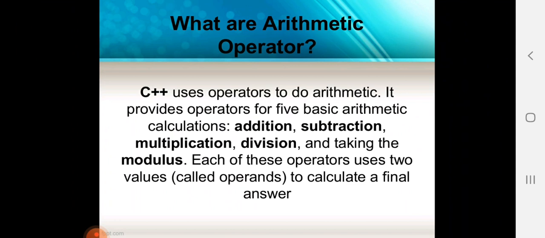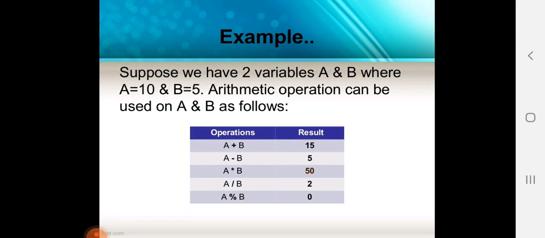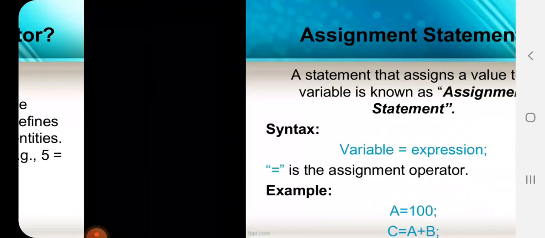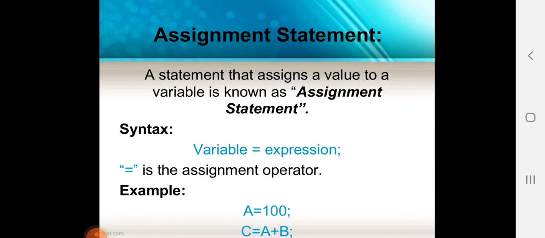What is meant by arithmetic operator? Arithmetic operator consists of addition, subtraction, multiplication, division and modulo division. For example, operations and result: a plus b performs addition, a minus b performs subtraction, a into b performs multiplication, a divided by b performs division and a modulo division b. What is meant by relational operator? Relational operator means that it tests some relation between two entities. For example, greater than or equal to.